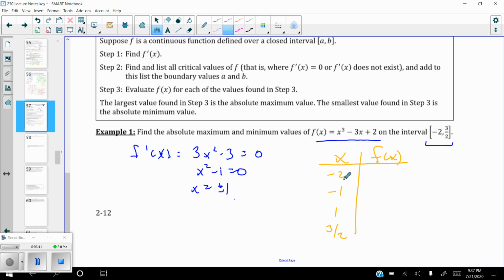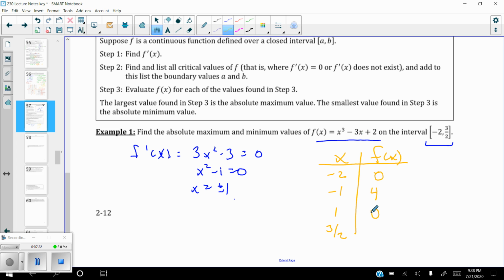If we take -2 and we plug it into the function, we're going to get -2 cubed. That's -8. And then -3 times -2 is +6. So -8 plus 6 is -2, plus 2 more is 0. If I take -1 and plug it back into f of x, -1 cubed is -1. -3 times -1 is +3. So I get -1 plus 3 is 2, plus 2 more is 4. If I take +1 and plug it in, I get 1 minus 3, which is -2, plus 2 is 0.